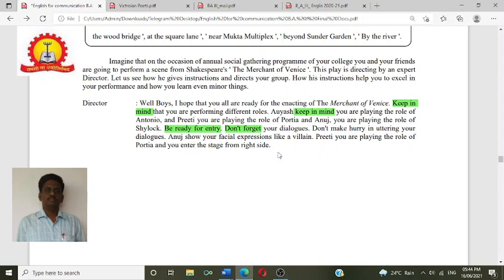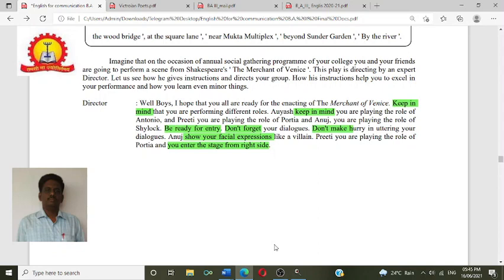Here, do's and don'ts. Don't make hurry in uttering your dialogues. Anju, show your facial expression like a villain. Preeti, you are playing the role of Portia and you enter the stage from the right side. So you can see these expressions that I have colored here: keep in mind, be ready for the entry, don't forget, don't make, show, or enter. All these expressions give proper instructions to the students.